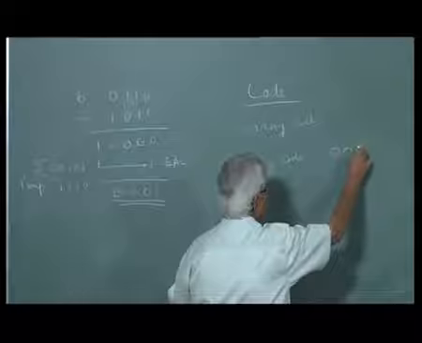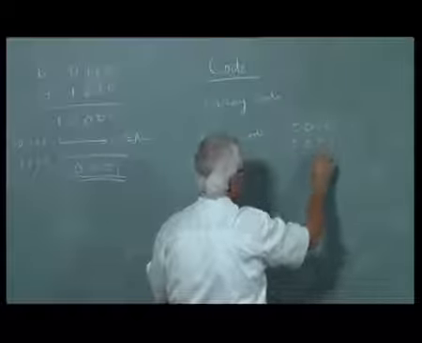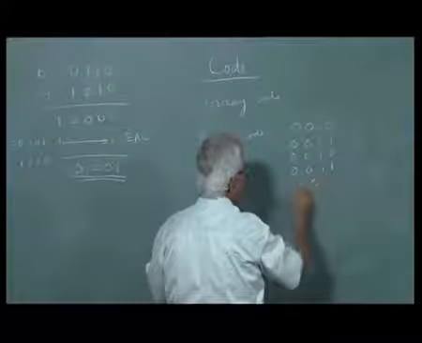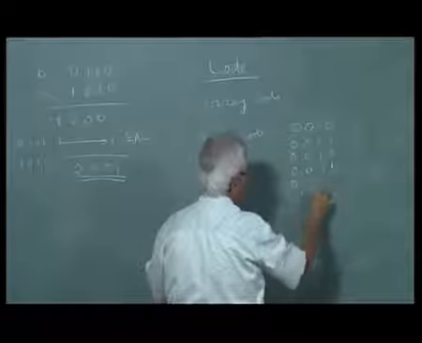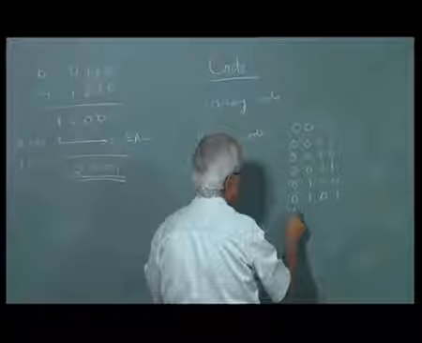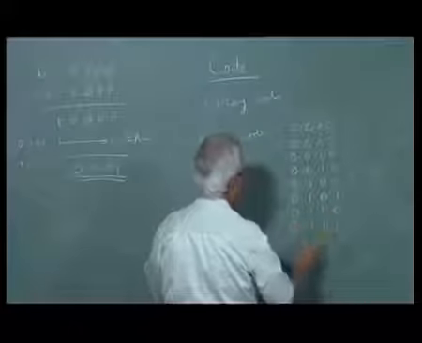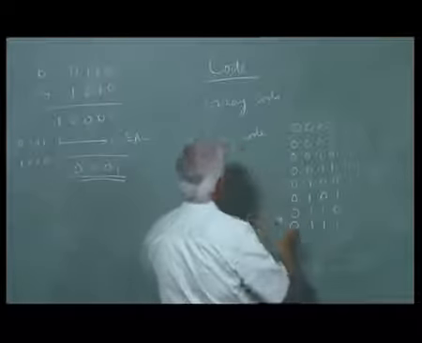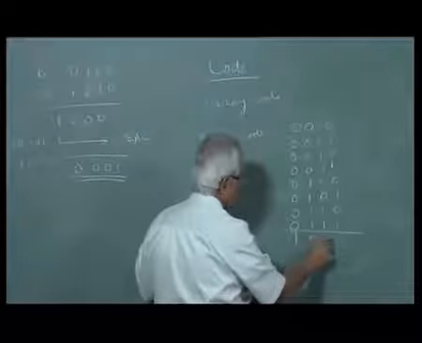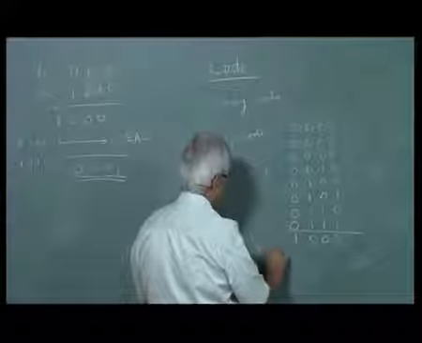0000, 0001, 0010, 0011, 0100, 0101, 0110, 0111. This is 0 to 7. I will write from 0 to 15. Now with 1 you have to repeat the whole thing. This is 0 to 7, 8 to 15.